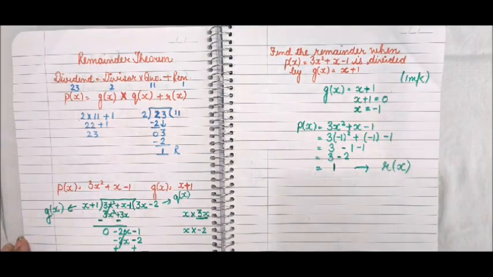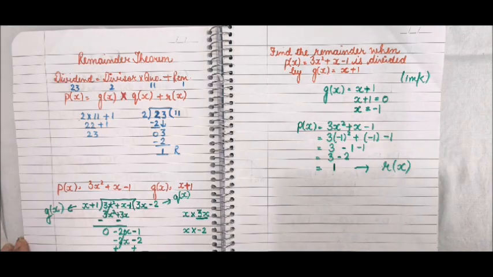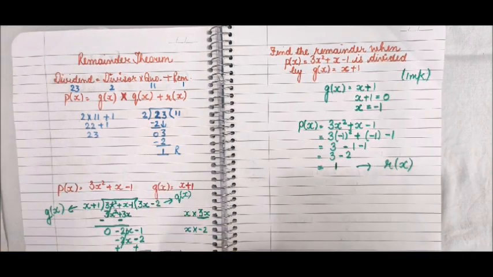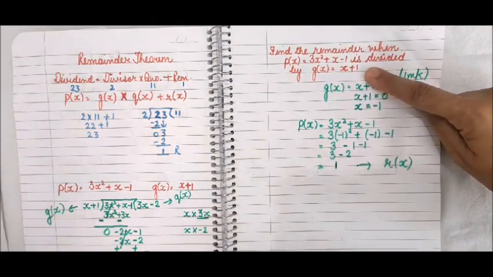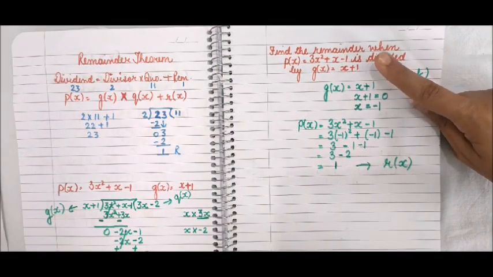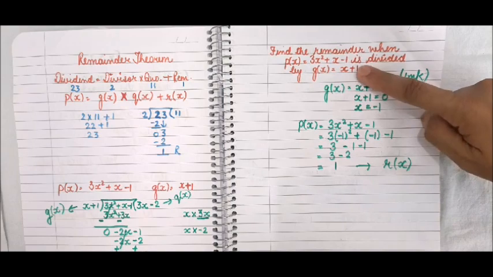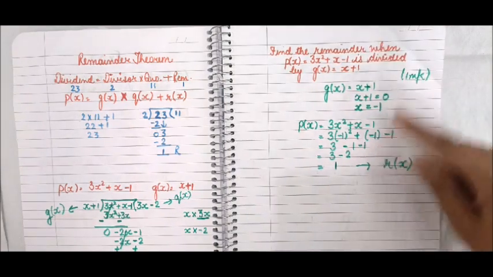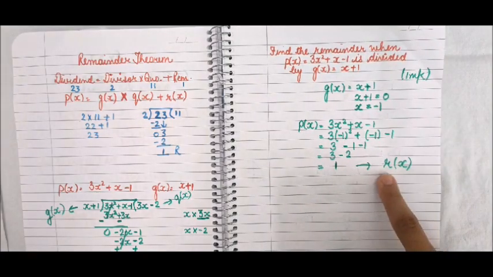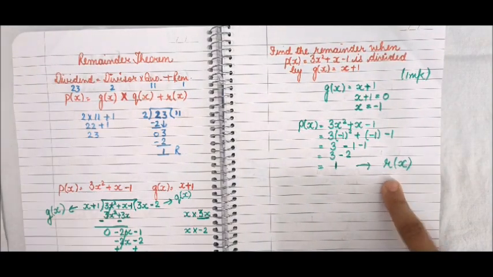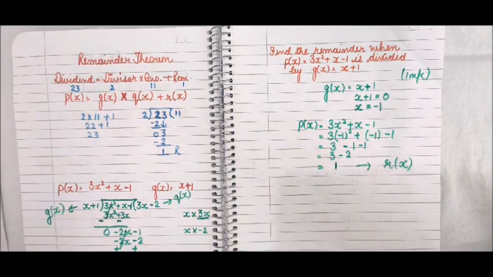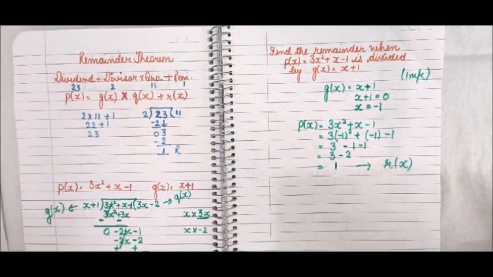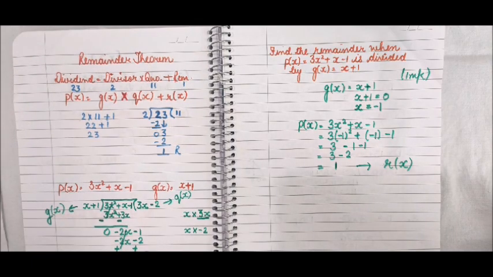So this is how we do the short method to look for the remainder, without doing the whole division that I did on the previous page. Just look for the value of x from the divisor polynomial, and that value of x, which is the 0 of that divisor, is going to be put in the dividend polynomial. The answer which I get is the remainder of this division. I hope this video will help you understand how the remainder theorem works and how we do the division among the polynomials.